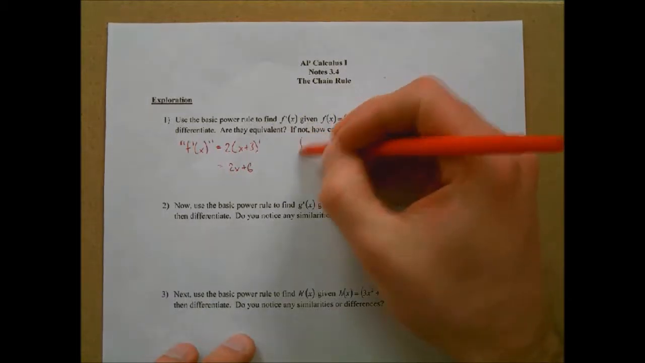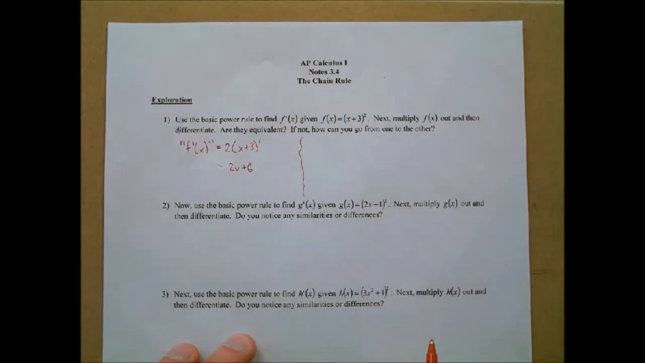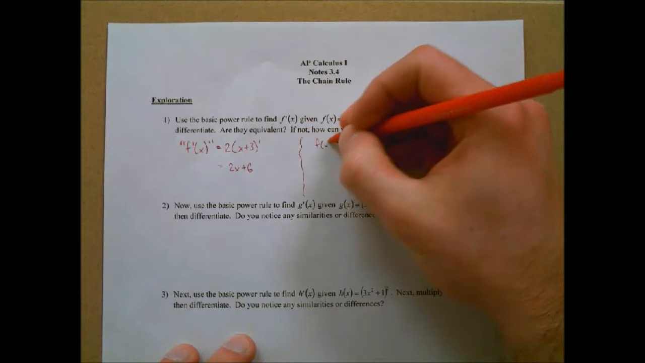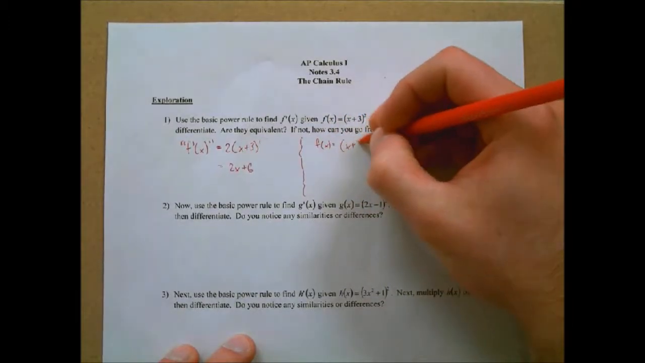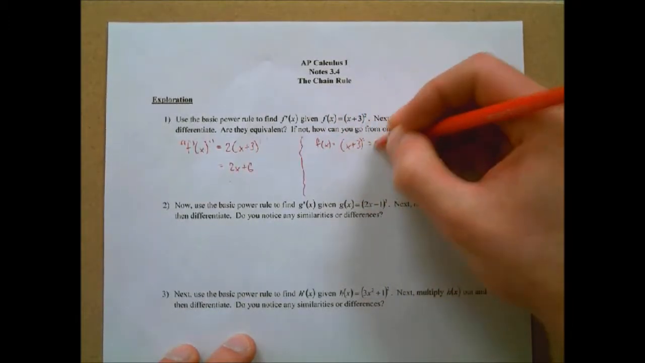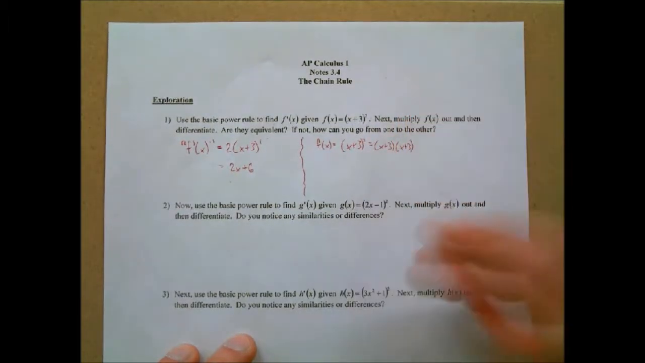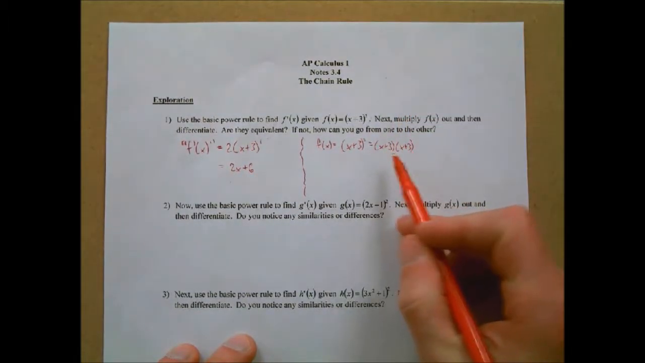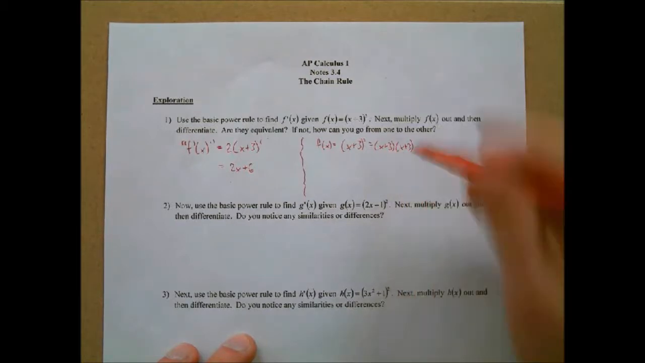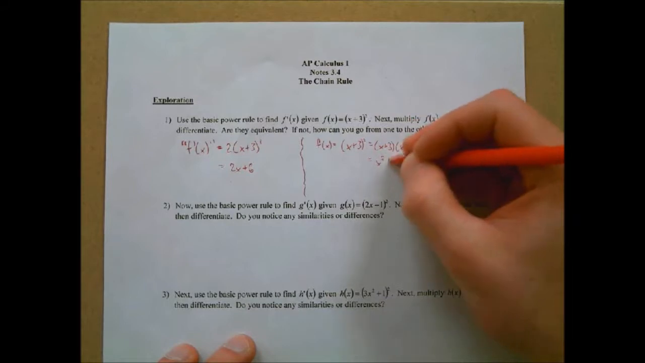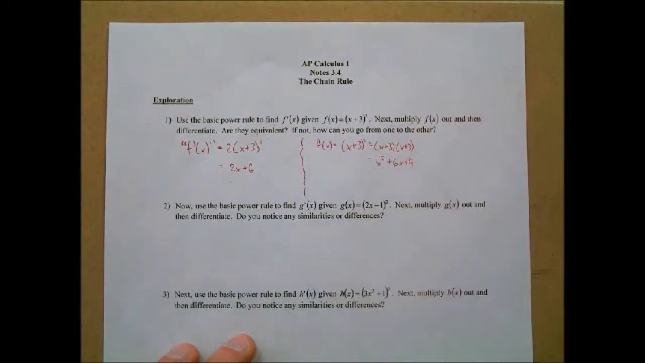So I'm going to draw a little line there. And now we'll do it the way that we know how to do it, the way that we know will work. And so we'll take that (x plus 3) squared and we'll actually multiply it out. I guess you could do a product rule now. You don't have to multiply it out, but let's go ahead and just multiply it out because it's pretty easy to do that. So we'll get x squared plus 6x plus 9.